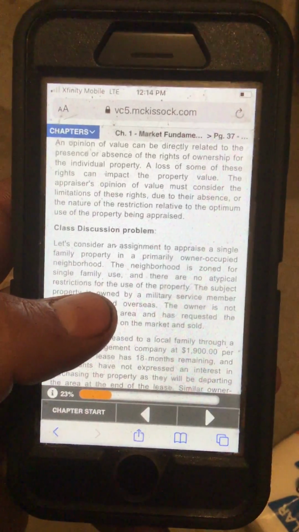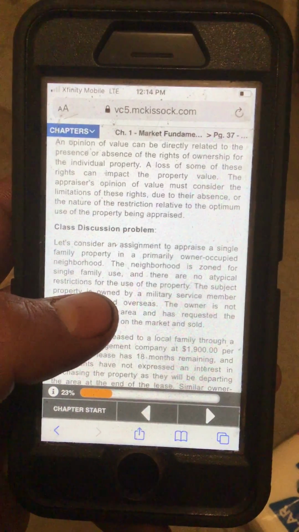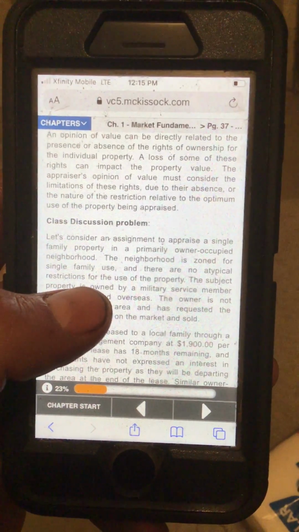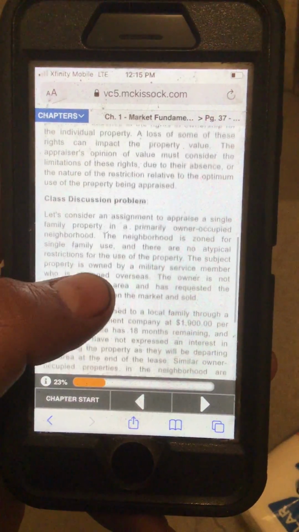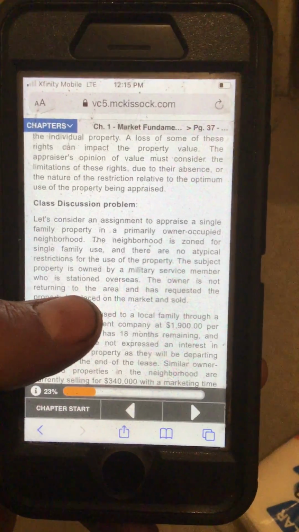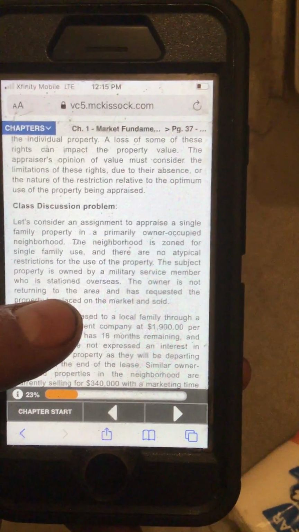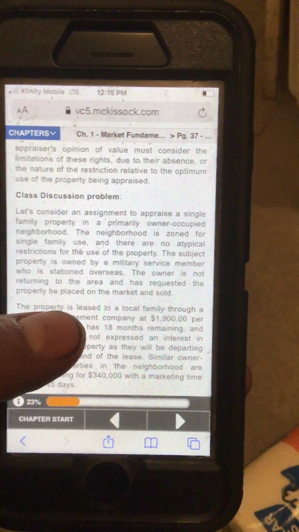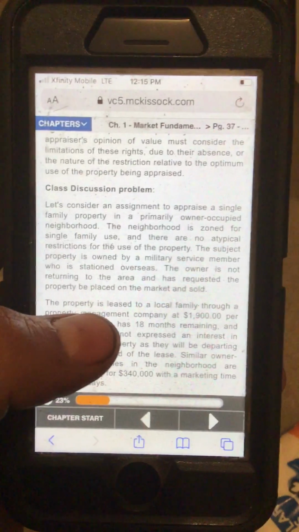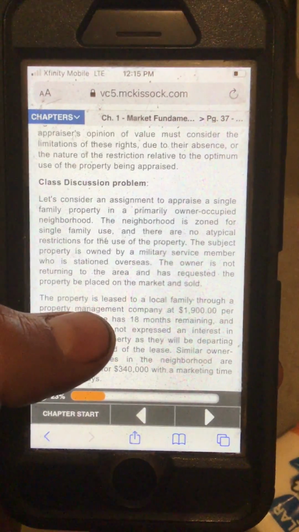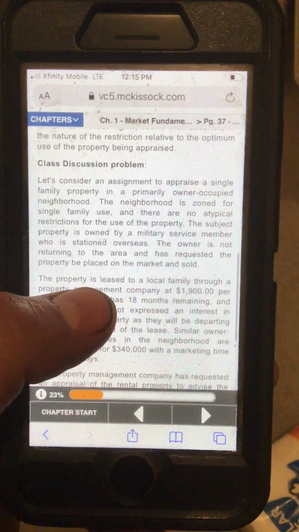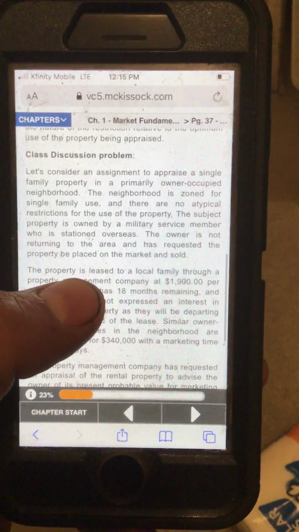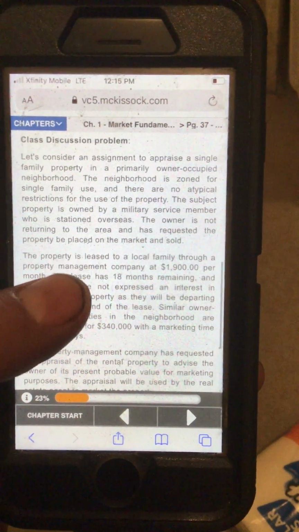An opinion of value can be directly related to the presence or absence of the rights of ownership for the individual property. A loss of some of these rights can impact the property value. The appraiser's opinions of value must consider the limitations of these rights due to their absence or the nature of the restriction relative to the optimum use of the property being appraised.